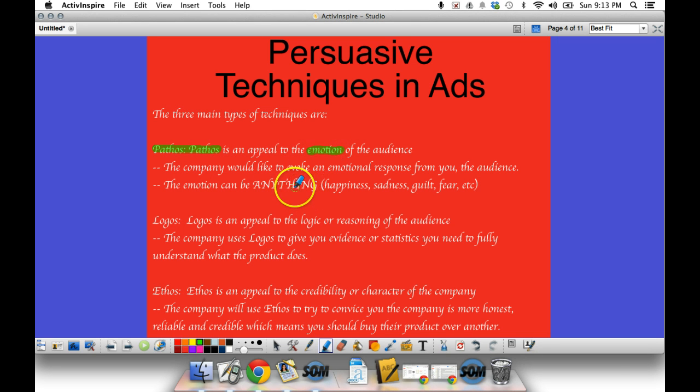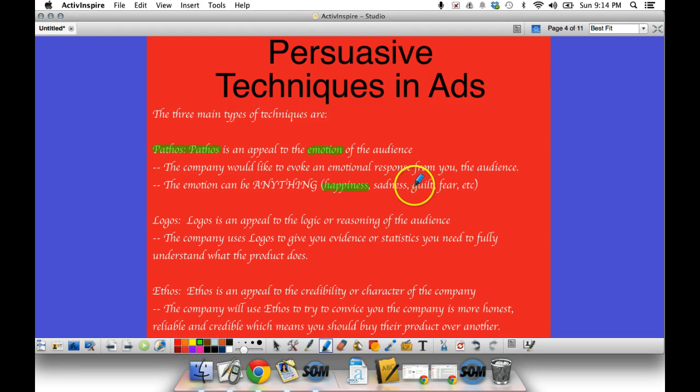What it really wants to do is either pull at your heartstrings, or make you angry or sad or guilty. Like I said, they want to evoke an emotional response from you, the audience. And the emotion can be anything. It can be happiness. My example right now is the Outback Steakhouse commercials, where they're sand dune buggying over the sand, and they're all like, "Woo, yeah!" And then they go and eat Outback Steakhouse. That's happiness. They want you to associate Outback Steakhouse with happiness.